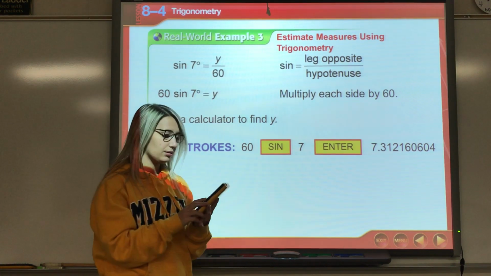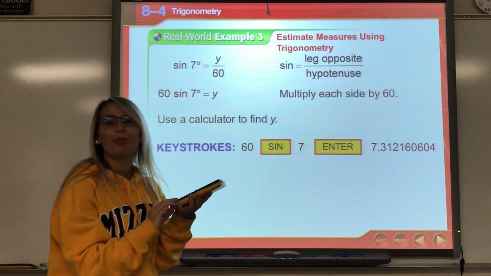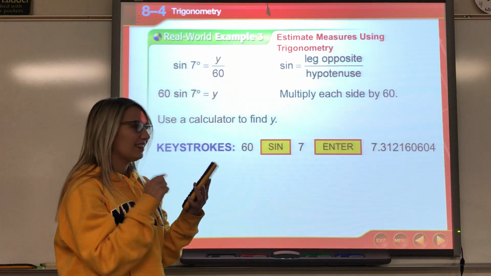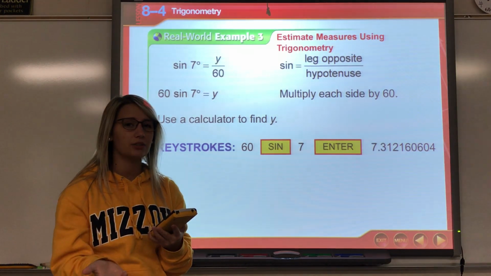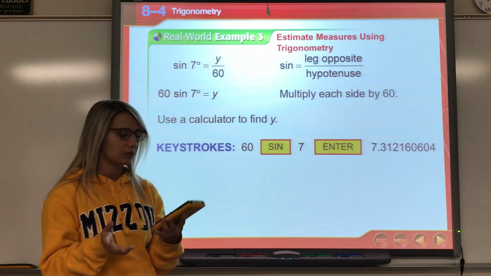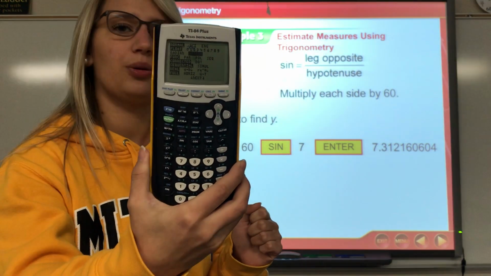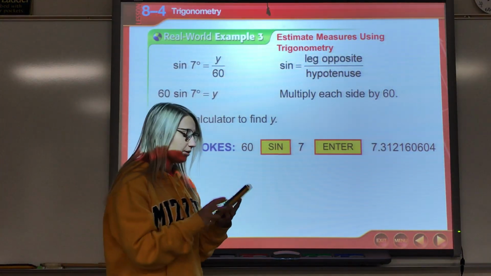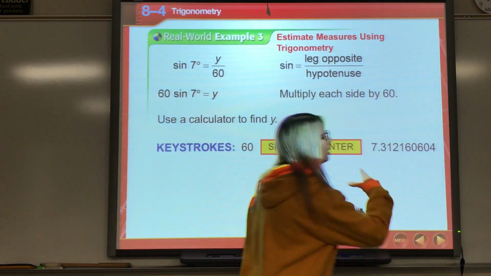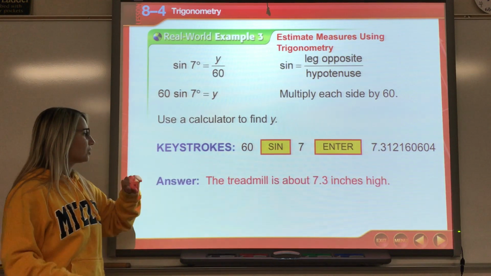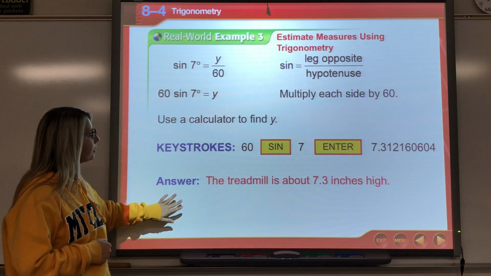Go into your mode. It's up here by your second button. Make sure that you're in degree mode. That's why I got the wrong answer. In this class, we'll only be using the degree mode. Some of your calculators might be in radians right now. You'll use that in different classes, but in this class, we're just going to be using degree. So I don't know if you can see this, but we want to be in degree mode. So then if we type that into the calculator in degree mode, we get this 7.312 number. So the treadmill is about 7.3 inches high. That's how much she increased it.